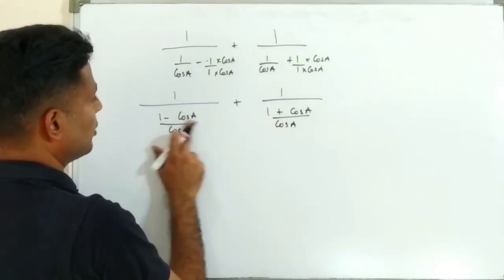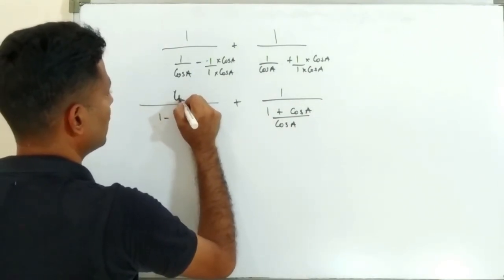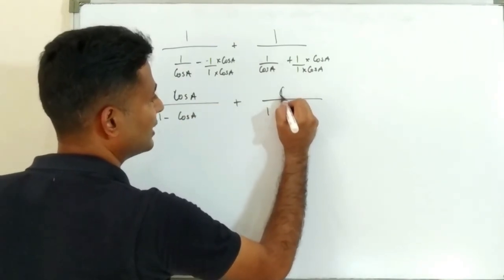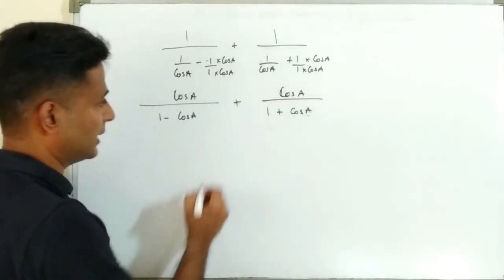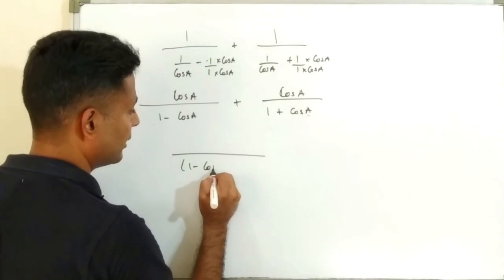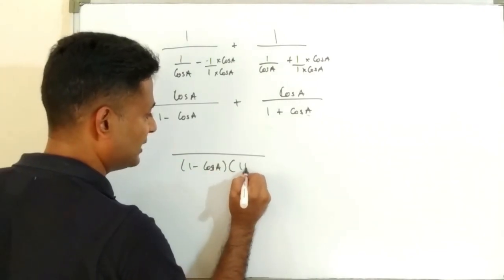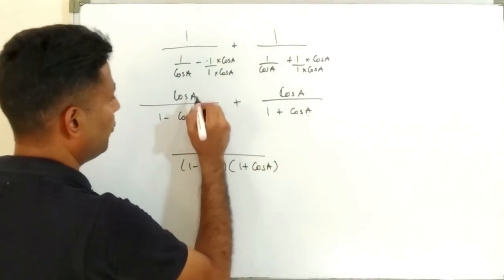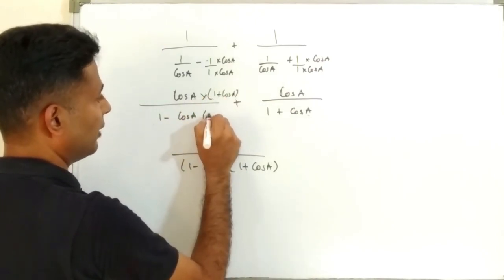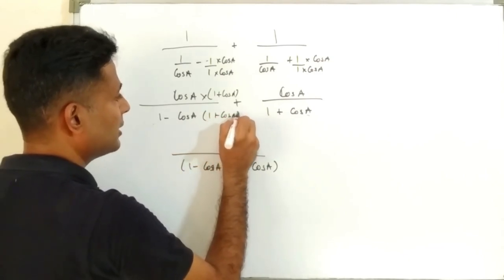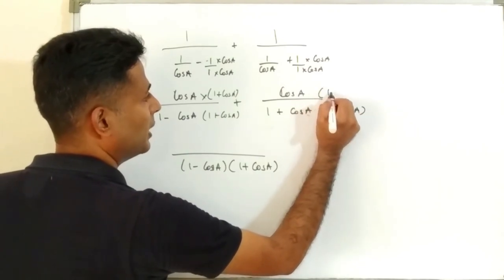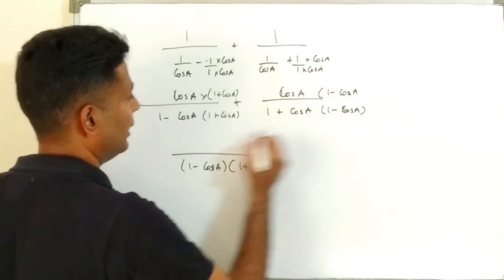Now this cos a will go up. So it becomes cos a by 1 minus cos a, and this, since it is in the denominator, will go up, and this becomes cos a by 1 plus cos a. Now if I take the LCM, what is the LCM? 1 minus cos a into 1 plus cos a, and up here we have to multiply by 1 plus cos a, because here we have to multiply by 1 plus cos a. Similarly here we have to multiply by 1 minus cos a, which means here also we have to multiply by 1 minus cos a.